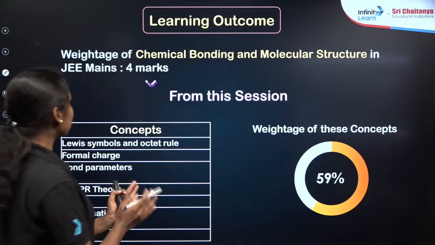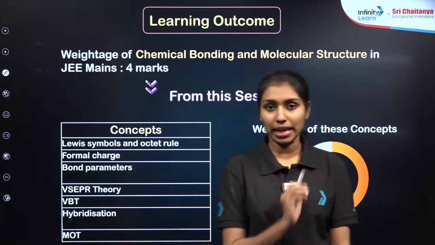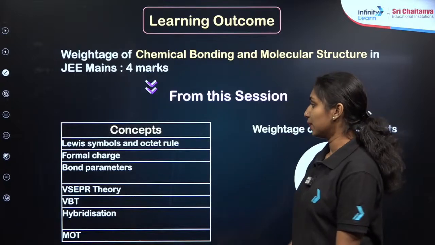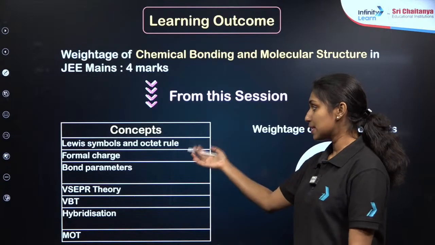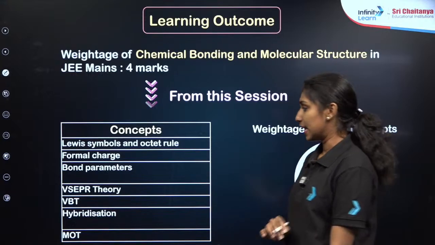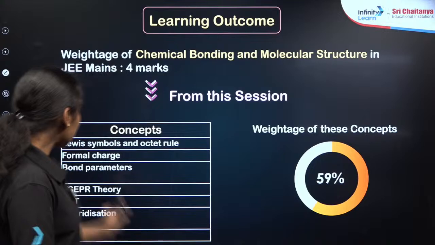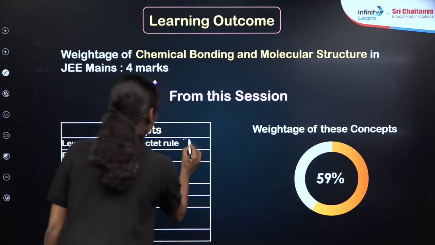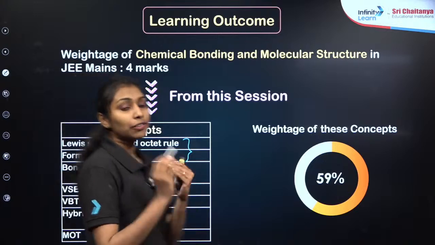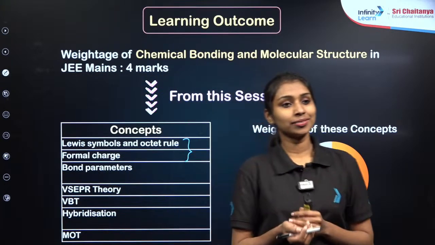As you can see here, this is the weightage of these concepts, about 59% in our JEE Main exam. These are the major concepts we are going to discuss in this chapter: Lewis symbols and octet rule, formal charge, bond parameters, VSEPR theory, VBT, hybridization and MOT. Today in this session, I am going to discuss Lewis symbols and octet rule, and finally the formal charge also. Let us start.